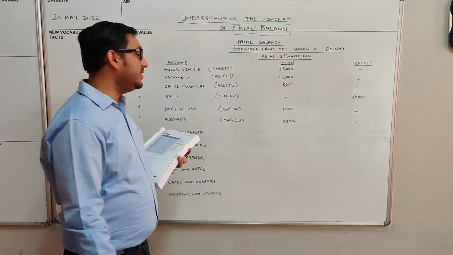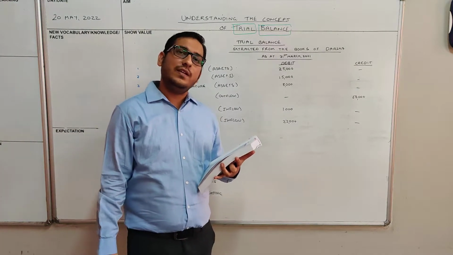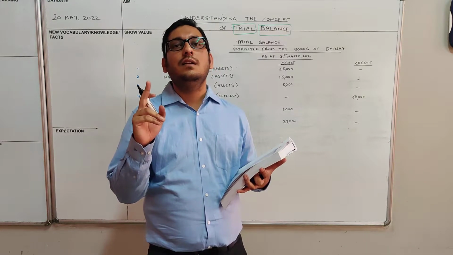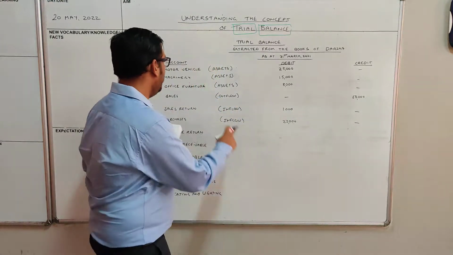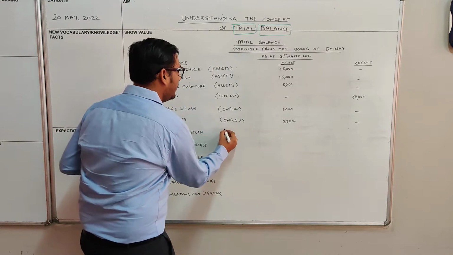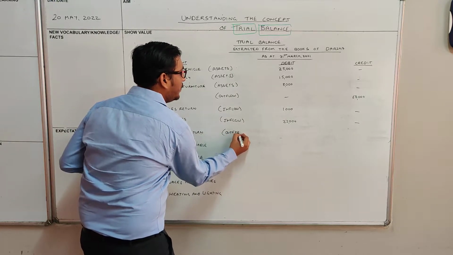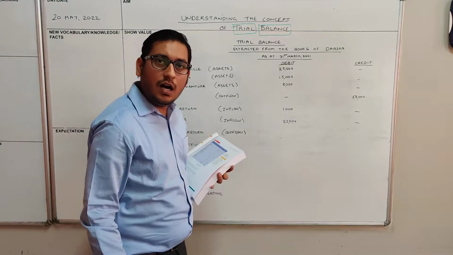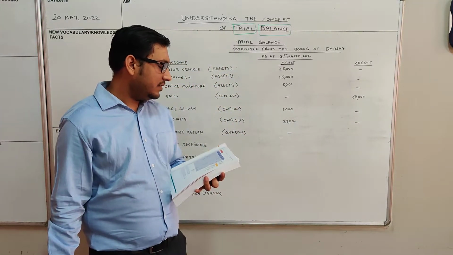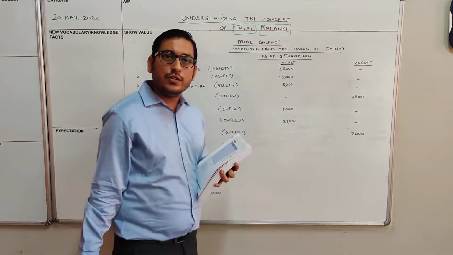Then we come to the purchase return. If purchase has a debit balance, what balance will the purchase return have? It will always be a credit balance. Very good. If purchase is a debit balance, then purchase return will always be a credit balance, because purchase return is an outflow. Where should I write it? On the credit side. 2,000. Are you getting my point or not?